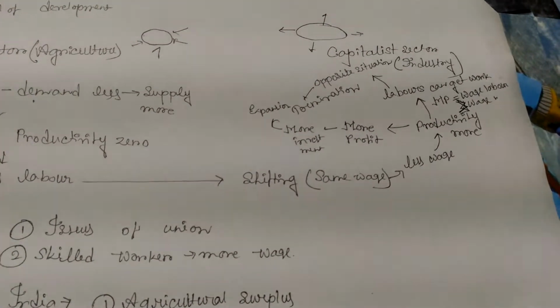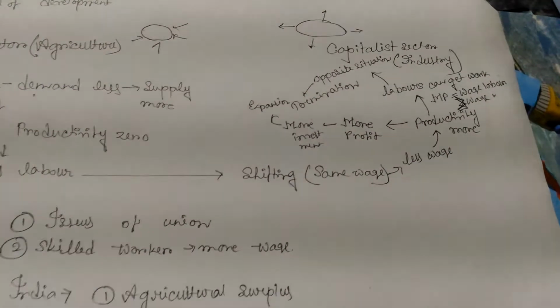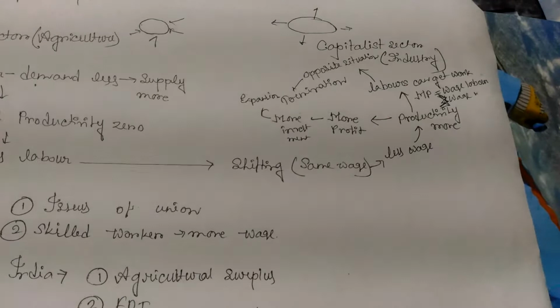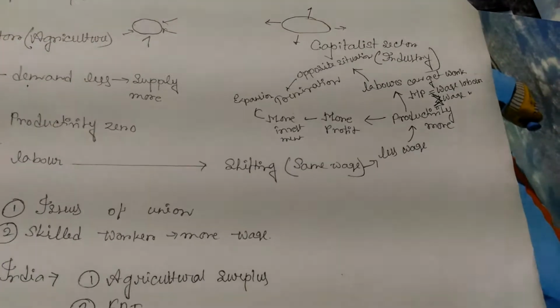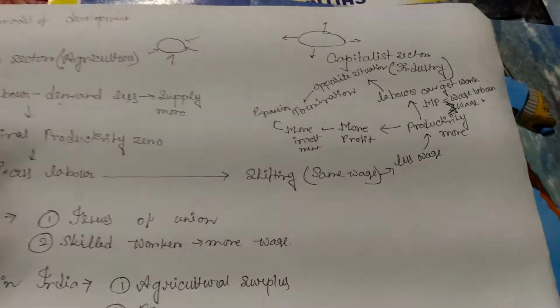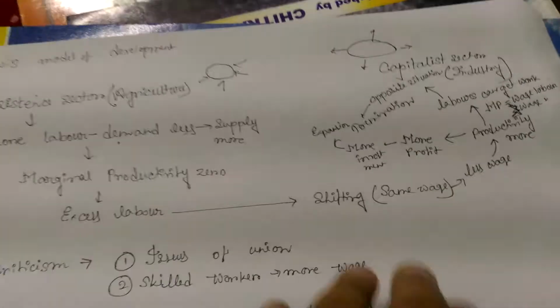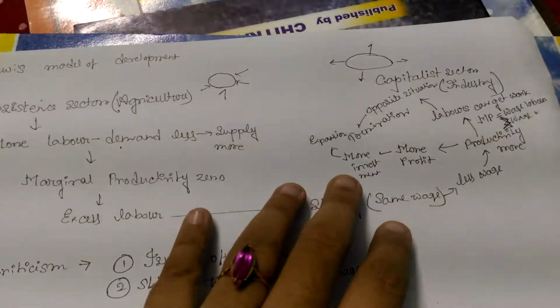But when their marginal productivity is less than their wage, or I could say when the wage is more than their marginal productivity, that time the labor is terminated, because people have to pay more money to hire the labor. This is the reason why the termination happens.